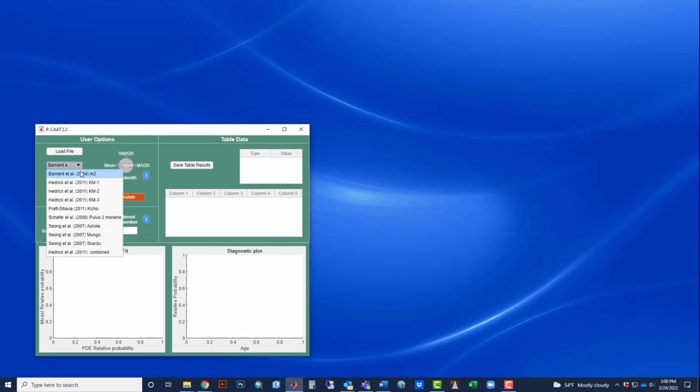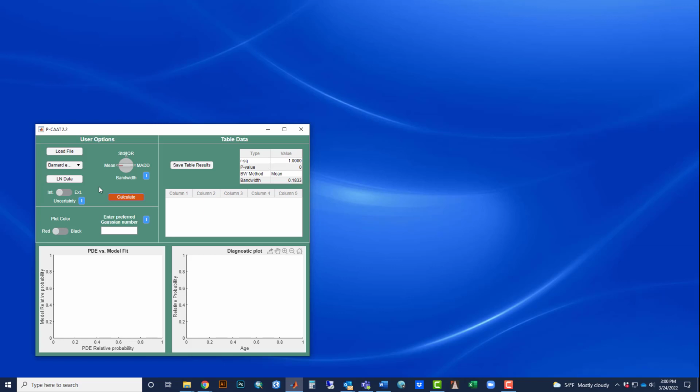To start off, we're going to be looking at Bernard's M2 moraine. It should load up by default. It's the top of the list. And we're on his internal uncertainties. And we're starting with the mean bandwidth. And we're going to hit calculate. It always takes a minute for the program to run the first time. It should be a little bit quicker on subsequent runs.